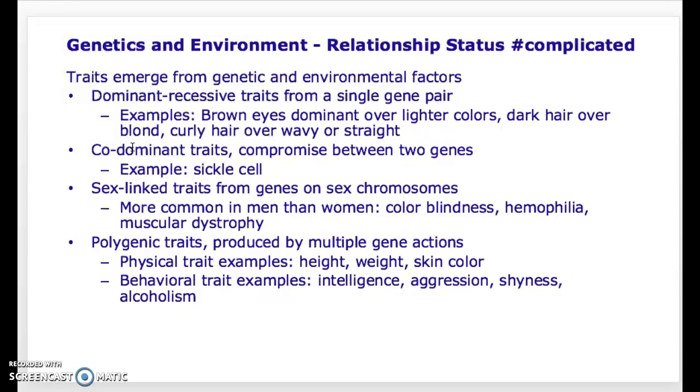And then there are certain behavioral trait examples. We look at intelligence, aggression, shyness. These are all behavioral traits that are linked to the behavioral traits of our parents, including alcoholism. Though alcoholism tends to fall within that disease category, so we wouldn't just identify alcoholism. We'd say any addiction disorder we see.